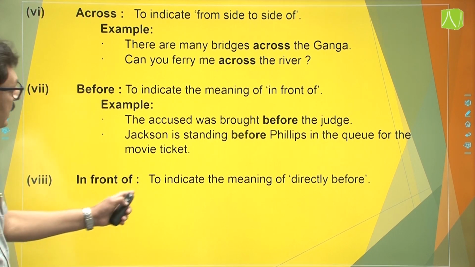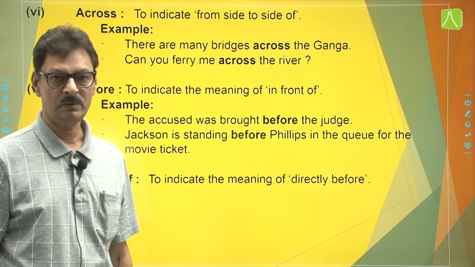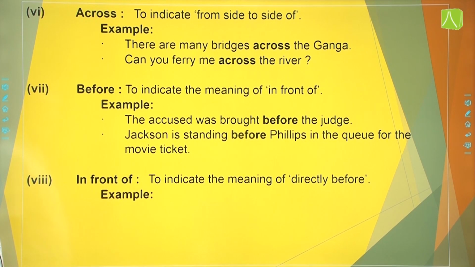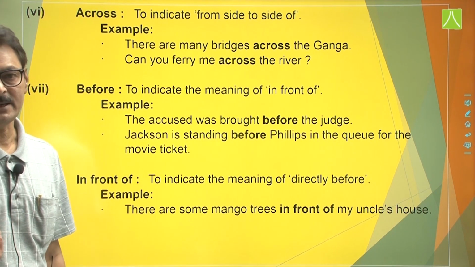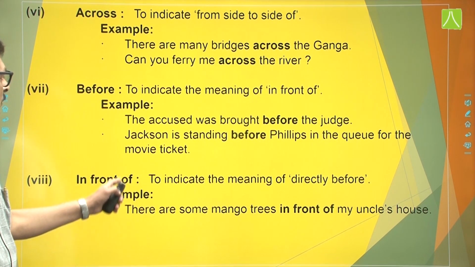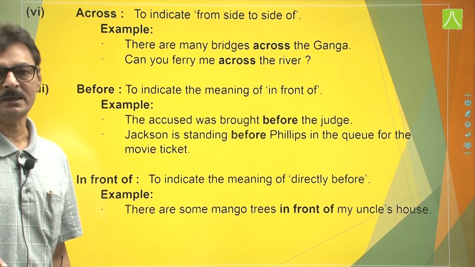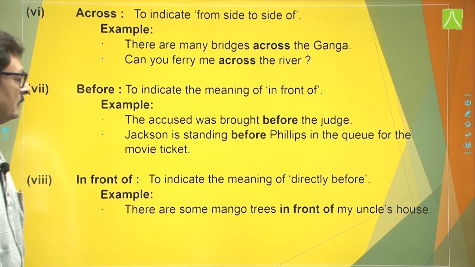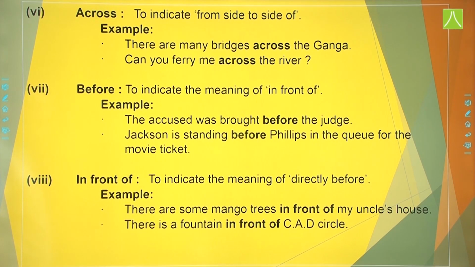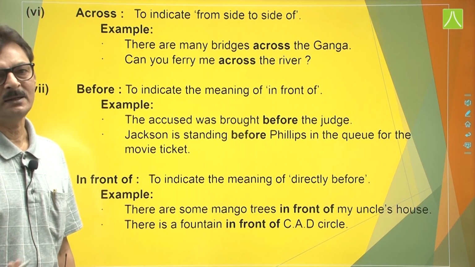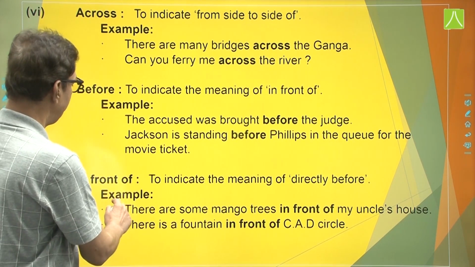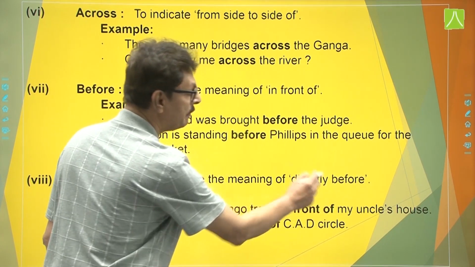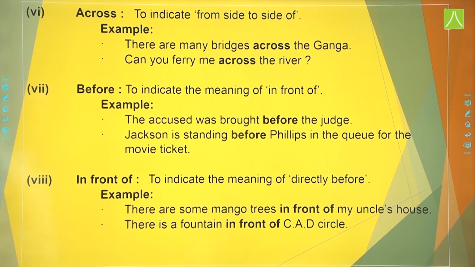In front of, to indicate the meaning of directly before. There are some mango trees in front of my uncle's house. So directly एकदम आगे, that is in front of, and before आगे, बीच में और भी हो सकते हैं, but in front of is directly. There is a fountain in front of CAD circle. तो CAD circle के just एकदम आगे एक fountain मिलेगा. So this is the difference between before and in front of. In front of means directly before.